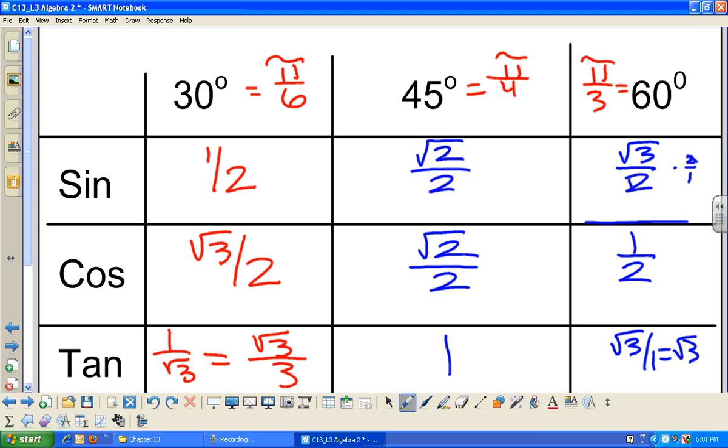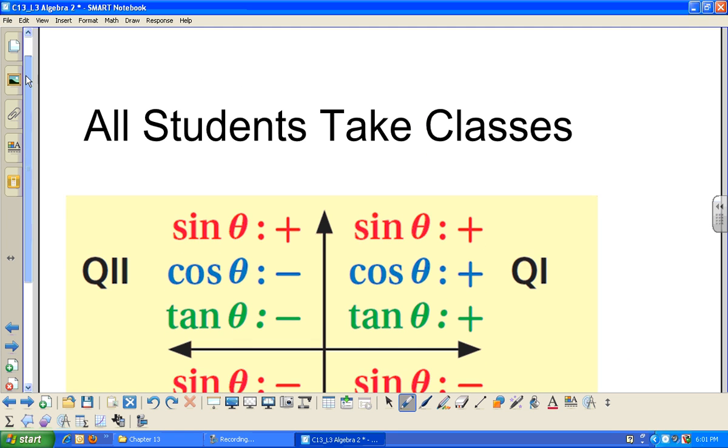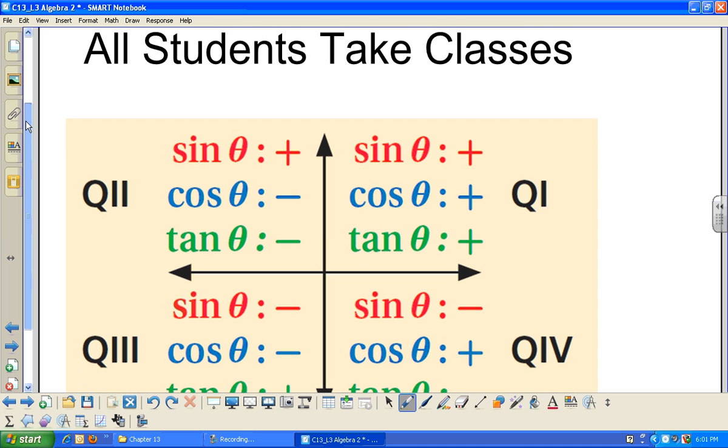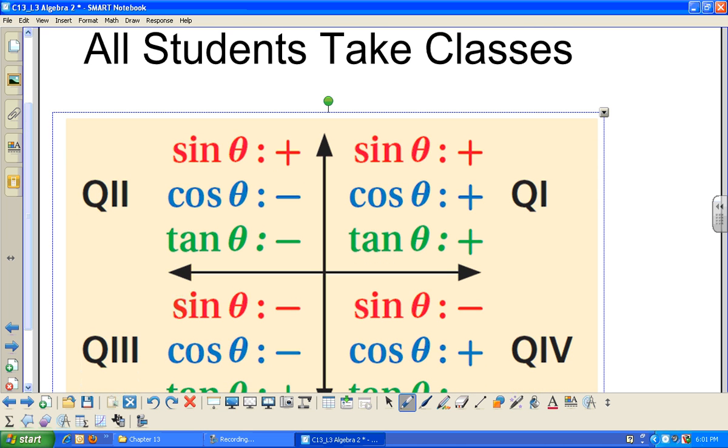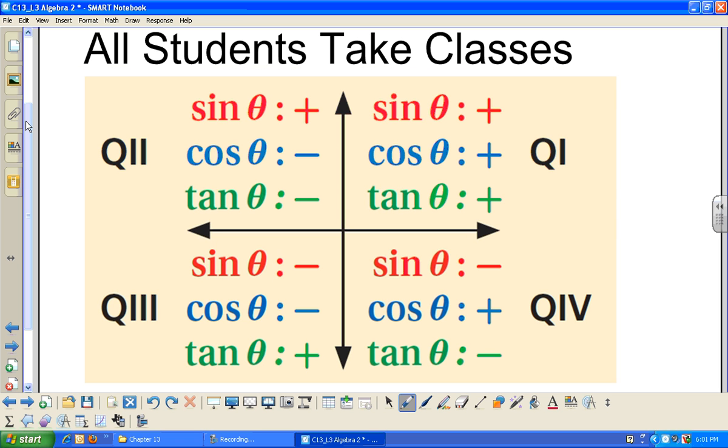We're going to be using this chart today, as well as this. In each quadrant, there's a different trig function that's going to be negative. All Students Take Classes is just a shorthand memory device to help you realize in which quadrant which trig function is positive.